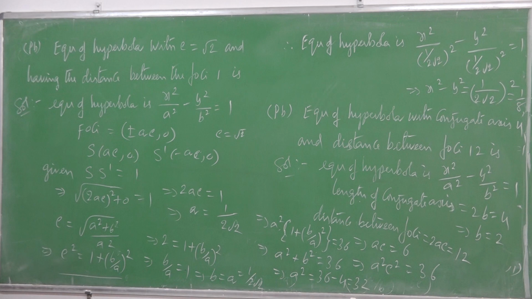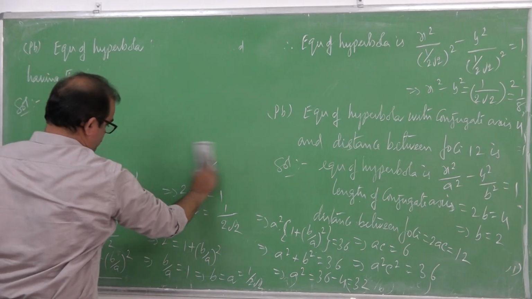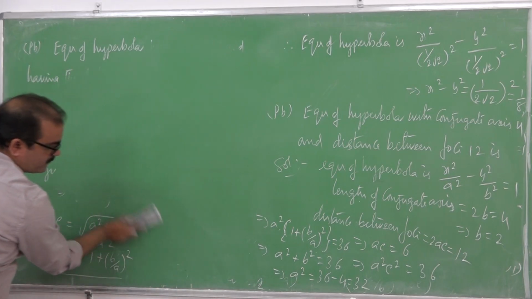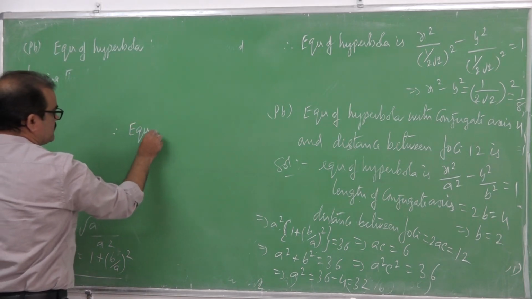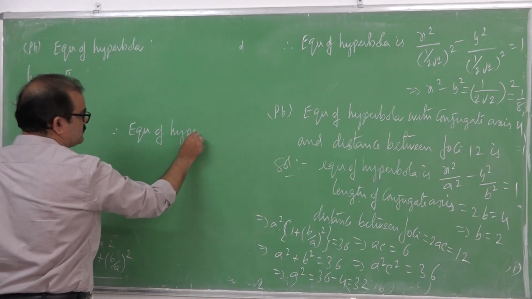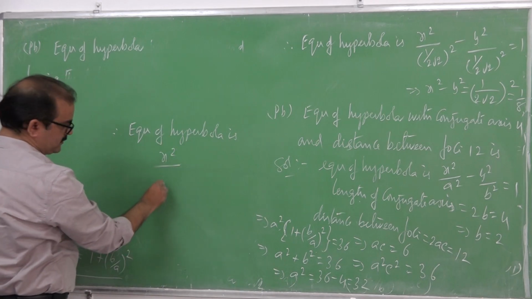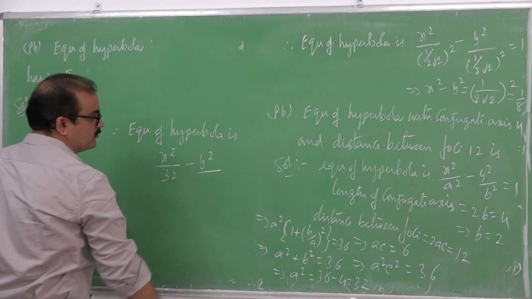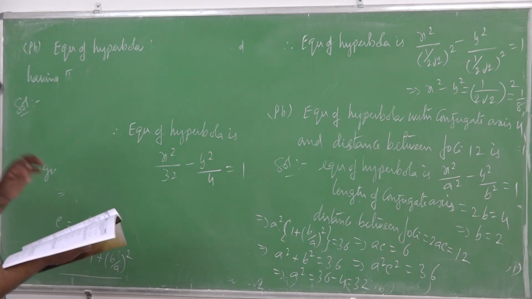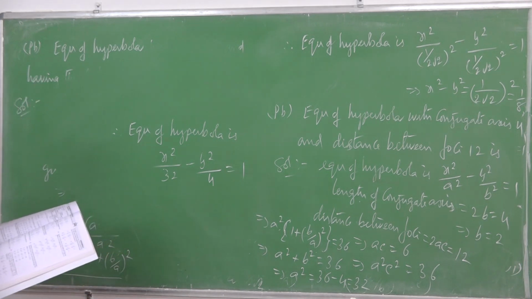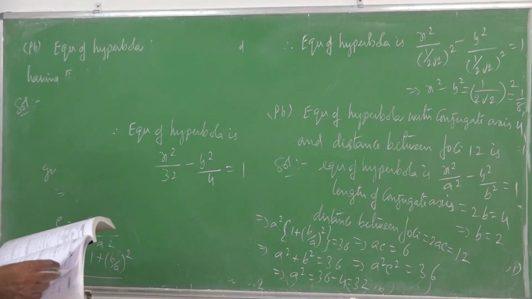Then write the equation of hyperbola. Therefore, equation of hyperbola is x square by 32 minus y square by b square, b is 2, b square is 4, is equal to 1. Okay, we will do some problems on hyperbola in next class.